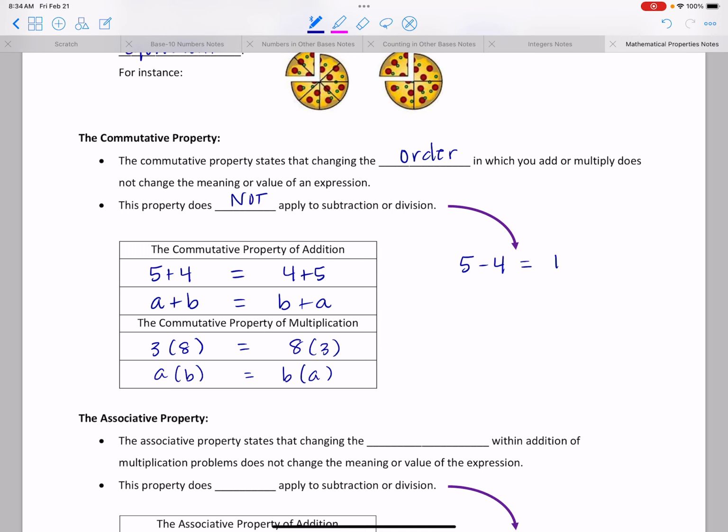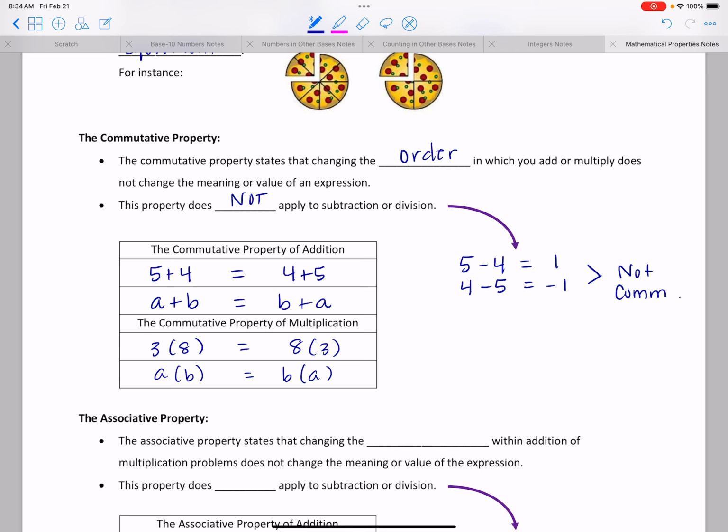If I changed the order, not where the sign is, but just the order of my numbers, so take a 4 and then subtract 5, I get a totally different answer. I get a negative 1. Because these are not the same, we clearly see that this is not commutative. We cannot change the order in which we subtract and still get the same result.